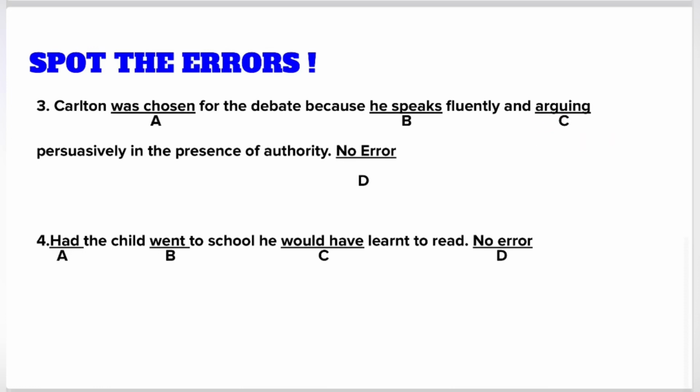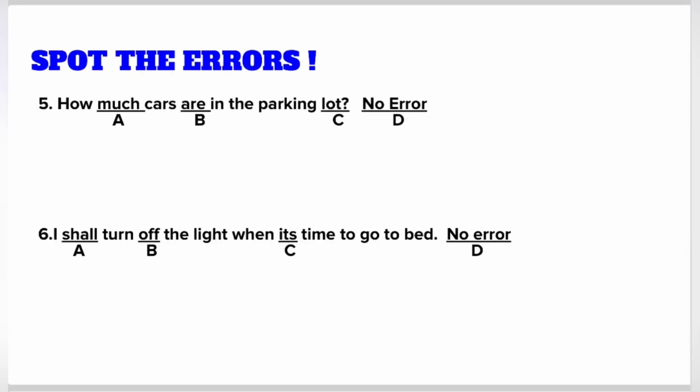Number 4. Had the child went to school, he would have learned to read. Awesome. The answer here is B. Had the child went should have been gone. Number 5. How much cars are in the parking lot? Excellent. The error is A. The sentence should be how many cars are in the parking lot because we can count the number of cars. We use many. Remember that we use much with non-countable nouns.